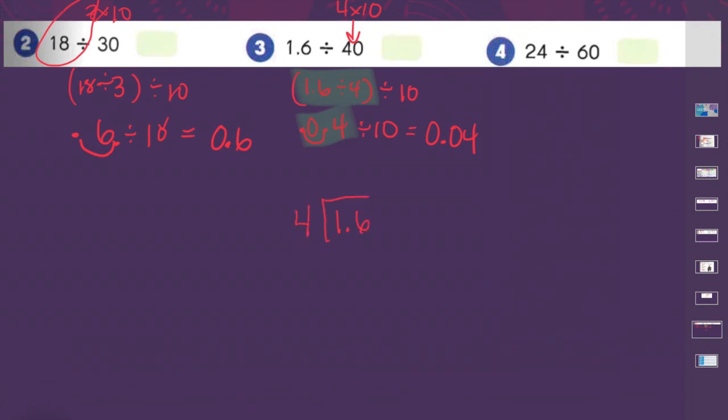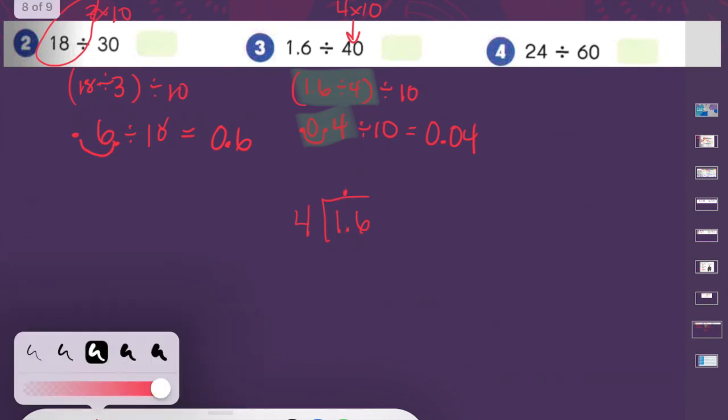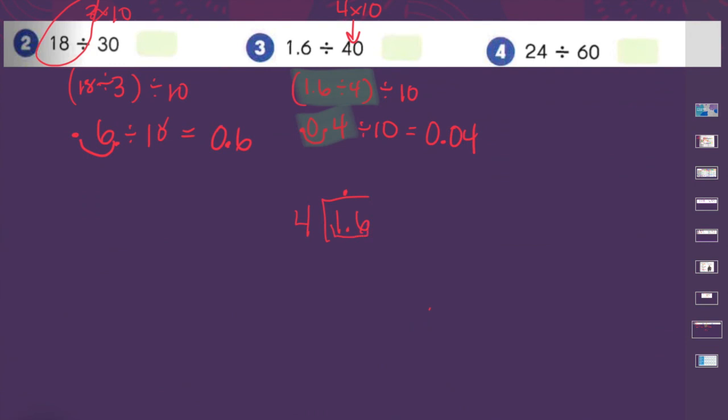But if we divide using the regular algorithm, remember we line up our decimal point with the dividend. And so our decimal point is right up there in our quotient. And we know 4 goes into 16 4 times. And so with nothing left over. And so indeed 1.6 divided by 4 is 0.4. Let's look at this last one.